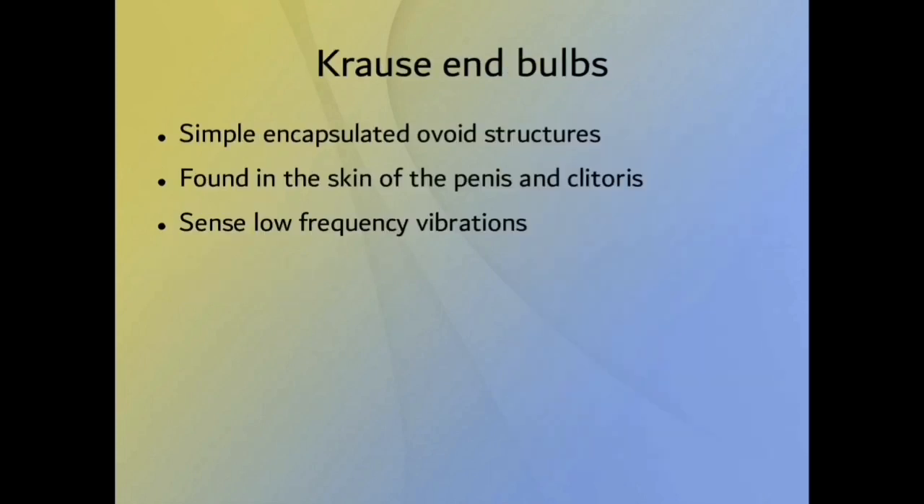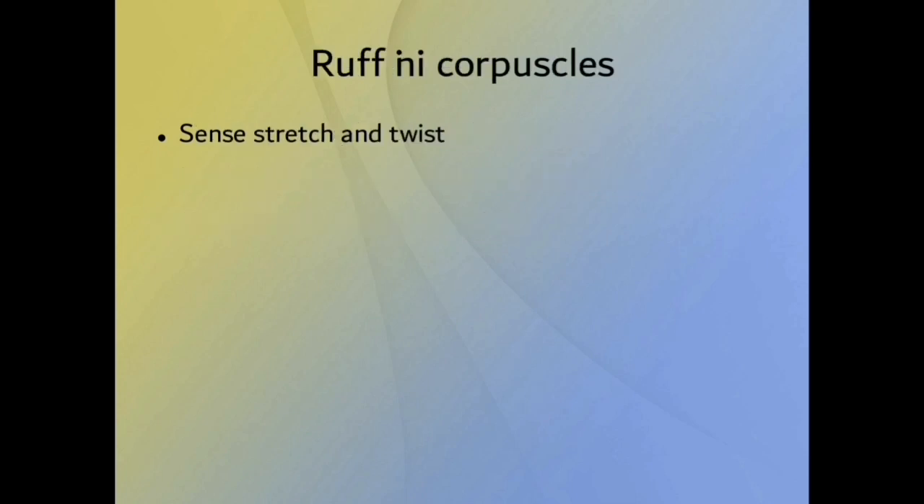Krause end bulbs are simple encapsulated ovoid sensory structures mainly found in the skin of the penis and the clitoris, where they sense low frequency vibrations. And lastly, the Ruffini corpuscles sense stretch and twist. So that's the end of this presentation on sensory structures.